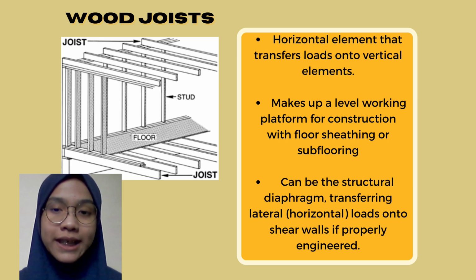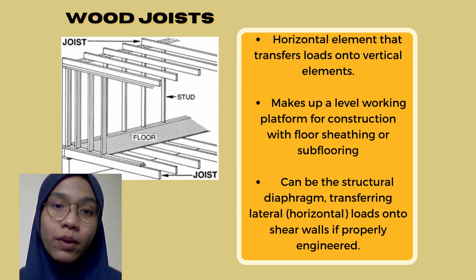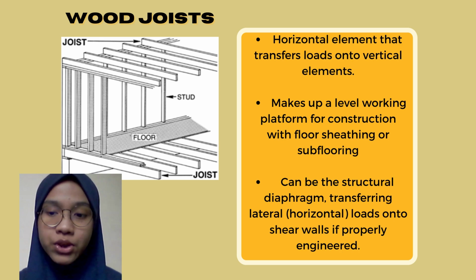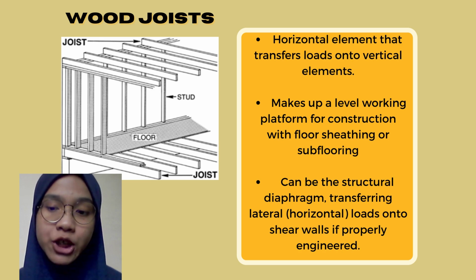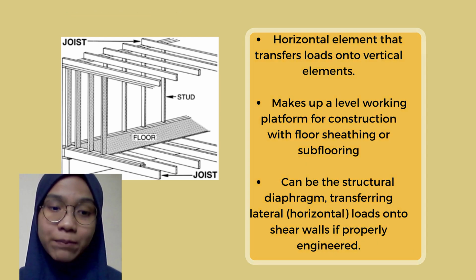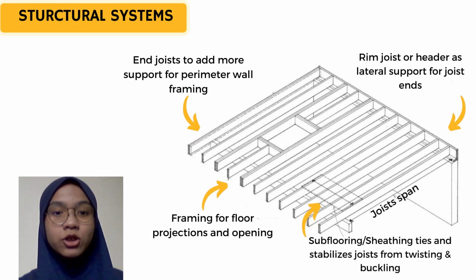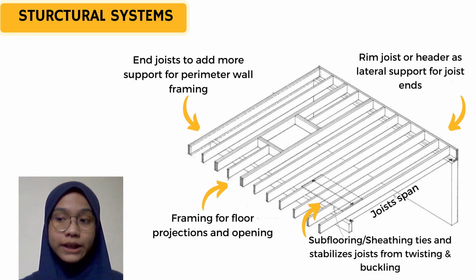The floor joist helps to distribute the load of a structure. When weight is applied, the wood joist will go down along with the wood fibers, creating what we call a tension. The top fibers go into compression, and this will help the load to distribute evenly. So this is the structural system for wood joists and how it works.